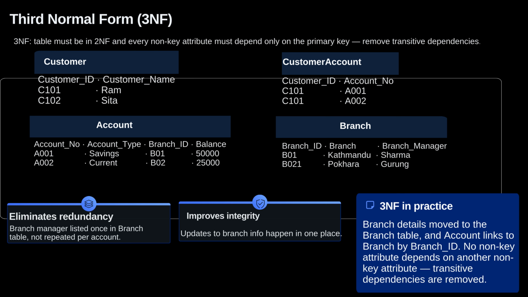Now we move to 3NF, or third normal form. Again, the table must already be in 2NF. This time, we remove something called transitive dependency. In our example, instead of keeping branch information directly with the account, we create a separate branch table. Then the account table uses a branch ID to connect to it. So, each piece of information is stored where it actually belongs. This reduces repetition and improves data integrity.